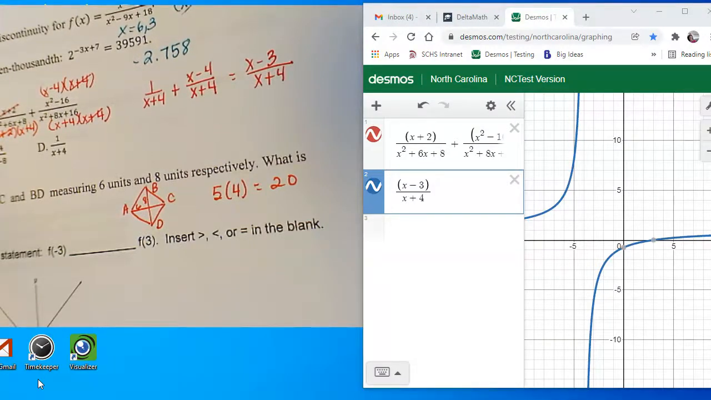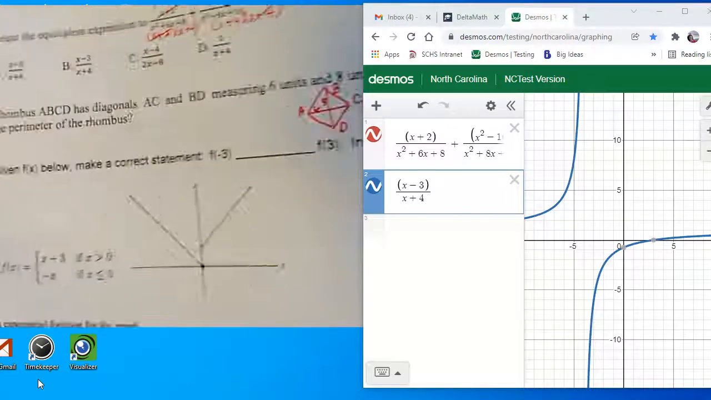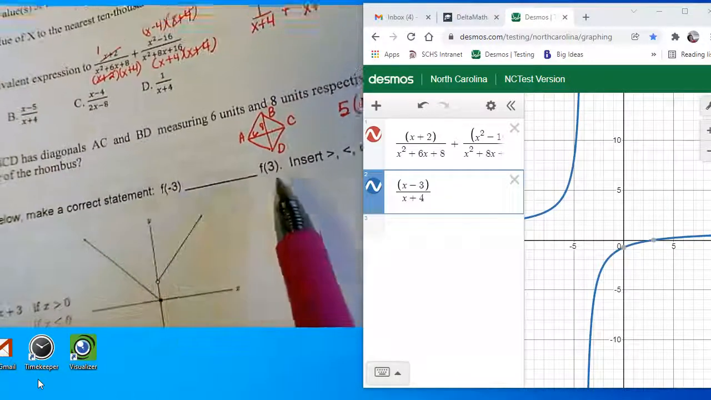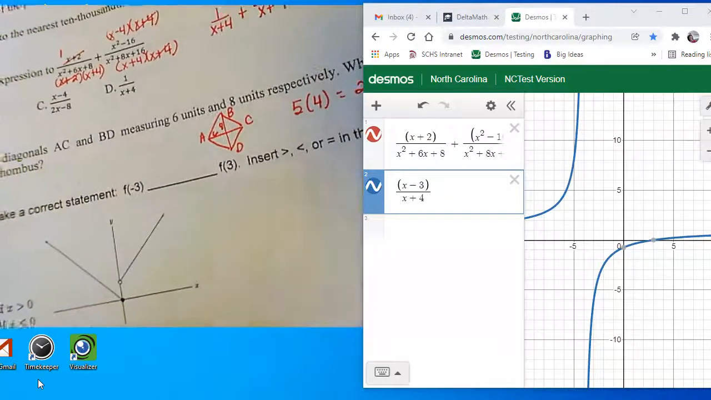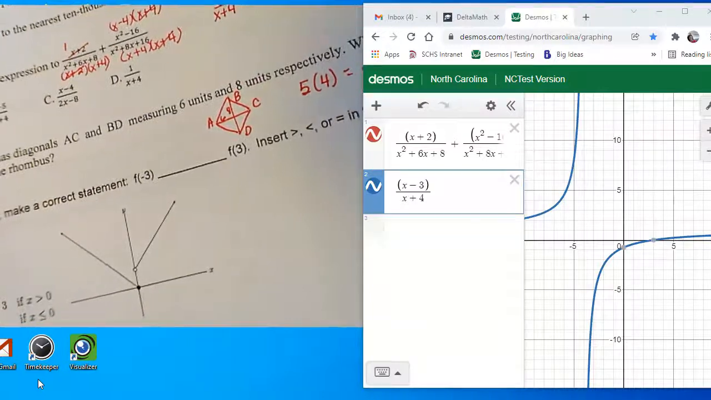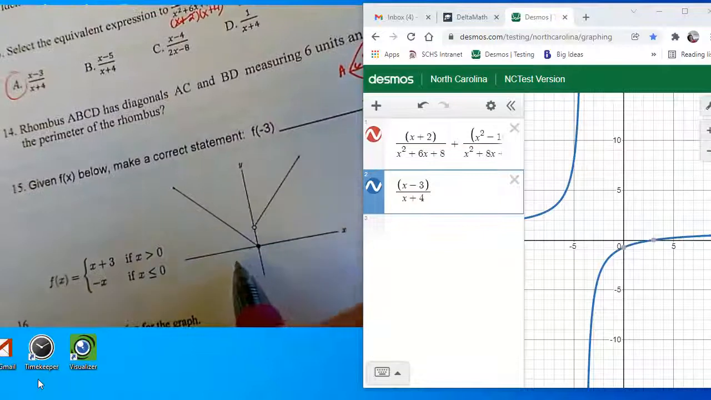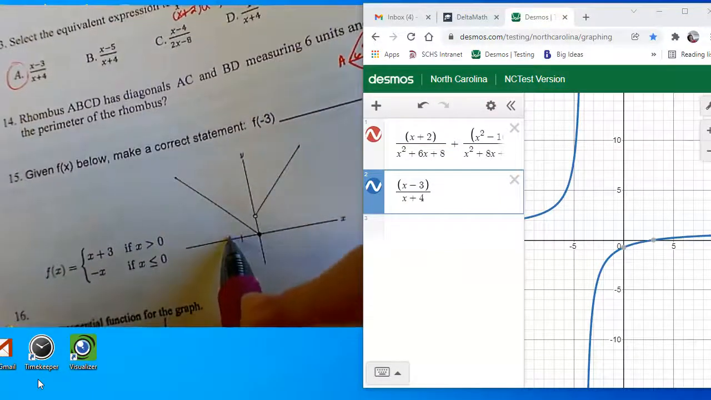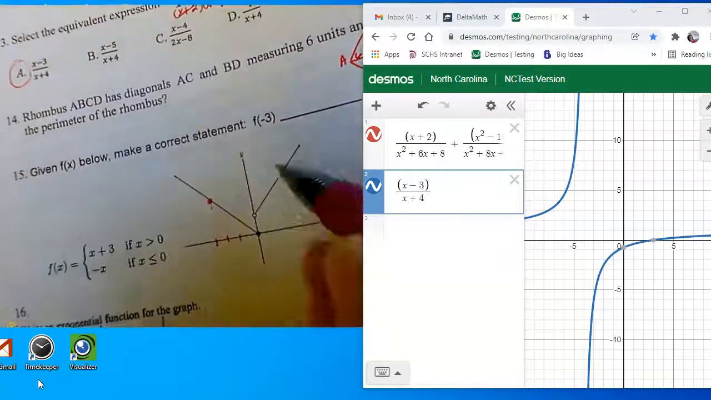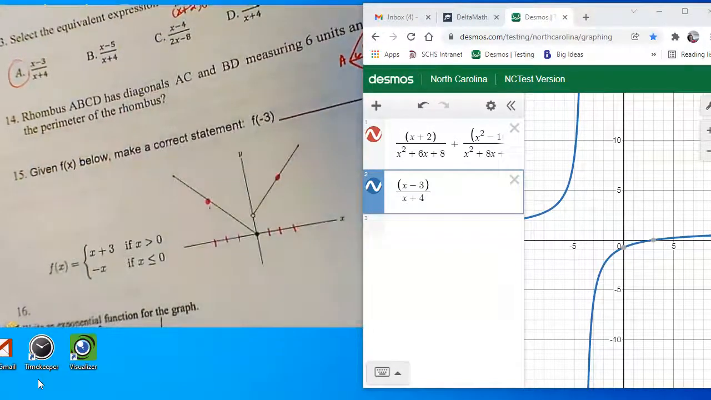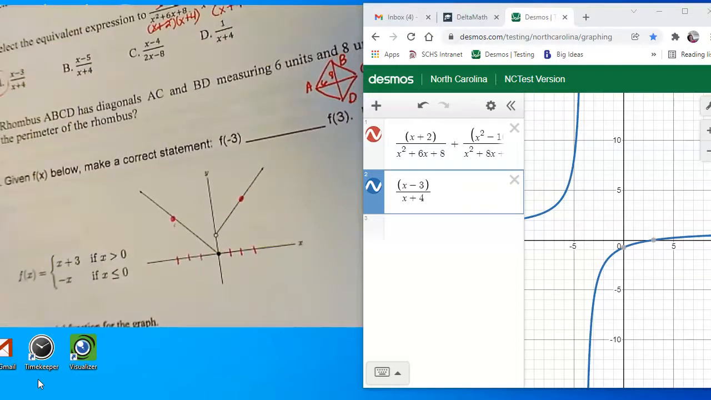Alright, 15. So 15 gave us a graph and an equation. You can use either. The question says f of negative 3 and f of 3, and we want to compare it. It doesn't want me to find the answer necessarily. It just wants me to see which one is bigger or smaller. I don't have any labels here, but let's just take a guess. There's f of negative 3 maybe, and here's f of positive 3. Which one do you think is bigger? Probably the positive 3 one.